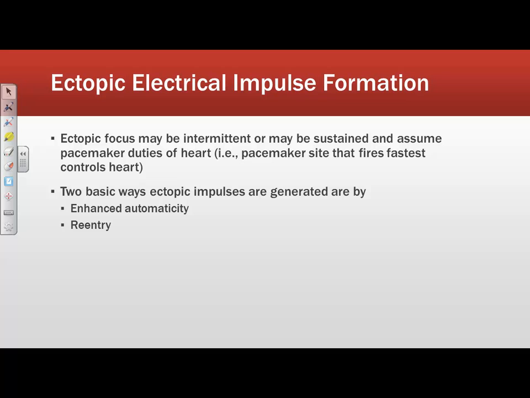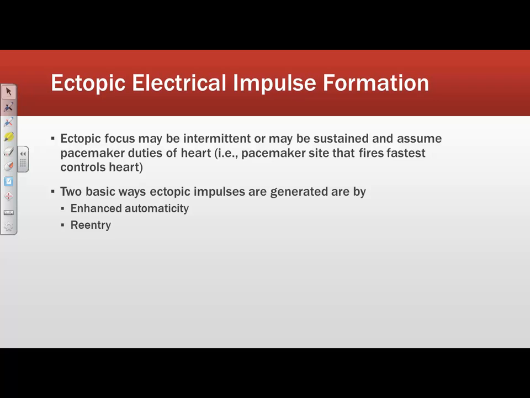Ectopic foci can be generated by two different types, by something called enhanced automaticity and reentry. Woo. Big words, big words. Now, here's the thing about the heart. What we talked about last week, it has the inherent ability to take over pacemaker site if one of the pacemakers is not functioning. So if the SA node quits functioning, the AV node will take over. If the AV node quits functioning, then the ventricular conduction system will take over. Right? Remember that? Heard about this? Yes, that's right.